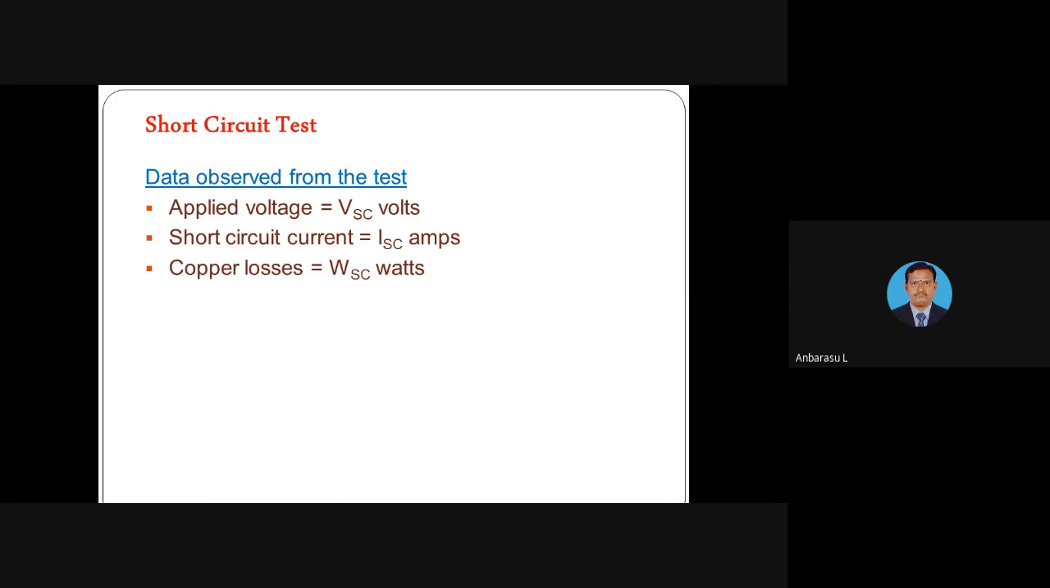Finally, the data observed from the test are the applied voltage VSC, that is the short circuit voltage, the short circuit current ISC, and the copper losses WSC. So by means of voltmeter, ammeter, and wattmeter, these three parameters are observed from the test. Then WSC equals ISC square into R02. This is the formula for copper losses. So R02 equals WSC divided by ISC square.